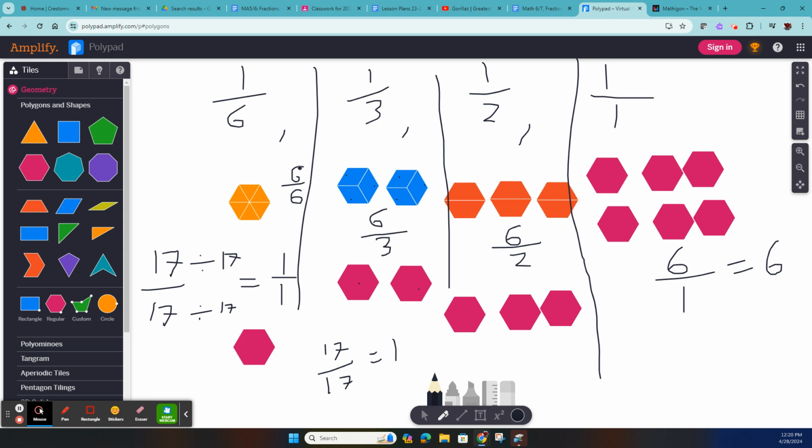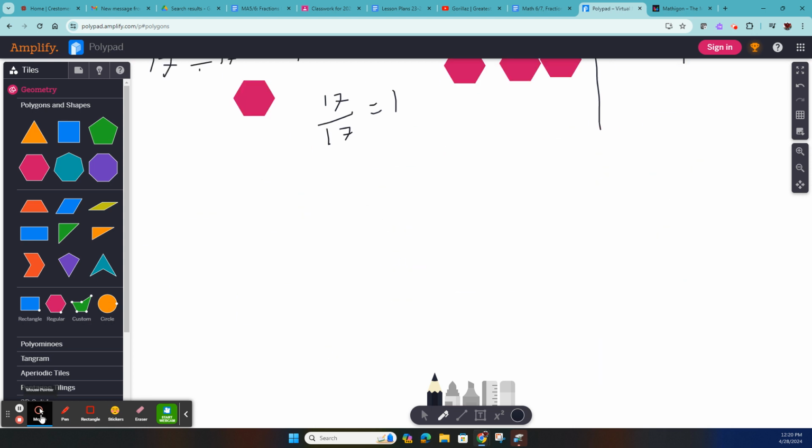So whenever your numerator is the same as your denominator, that's equal to 1 whole. But all these other fractions, 6 thirds, 6 halves, and 6 wholes, we know that they have to be greater than 1 whole, because the numerator is bigger than the denominator. For instance, one more example for you.